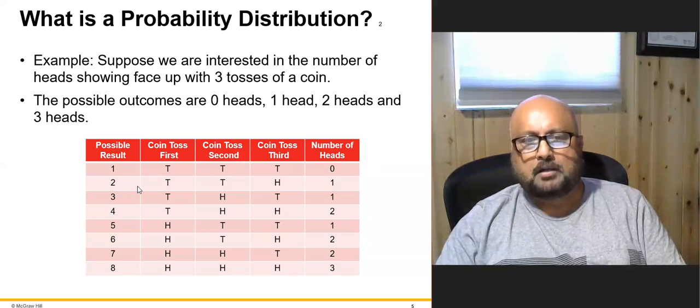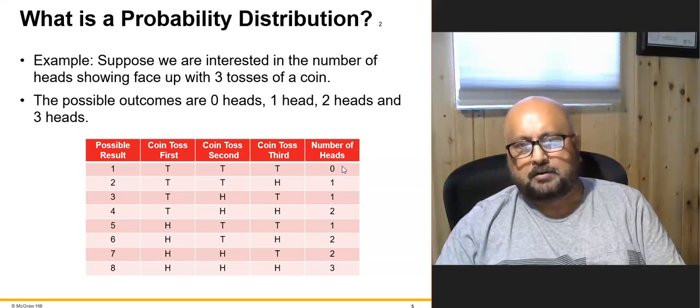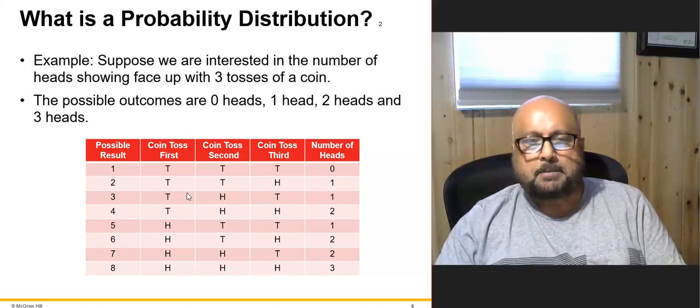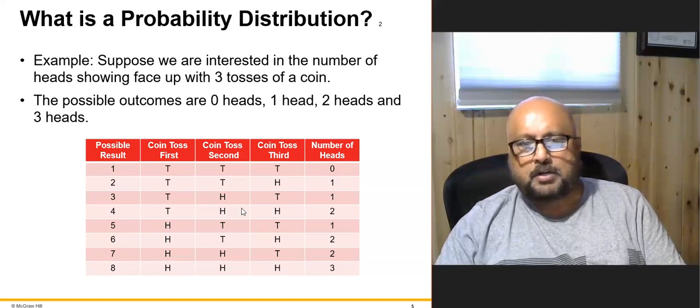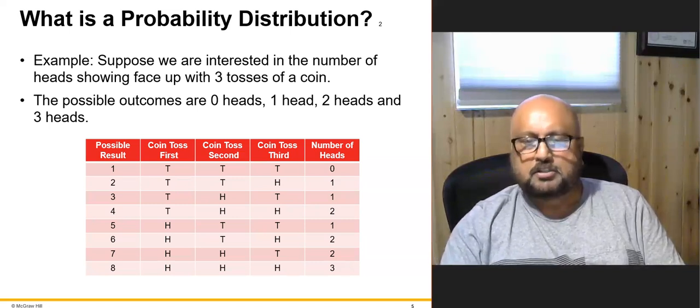In the second trial, you toss the coin once, tail, no head. Second one, tail, no head. And the third time you did see head. So how many heads do we have in this trial? 1. So you add 1 to the tally of the number of heads. You keep doing that, counting the number of H's, and you get this column for the number of heads showing up in each trial.